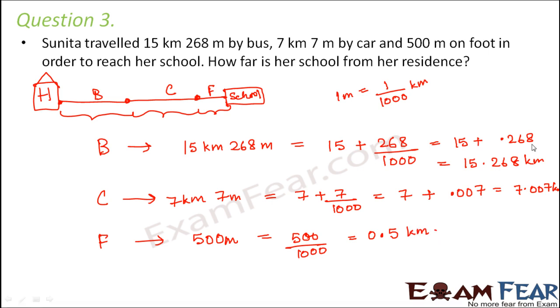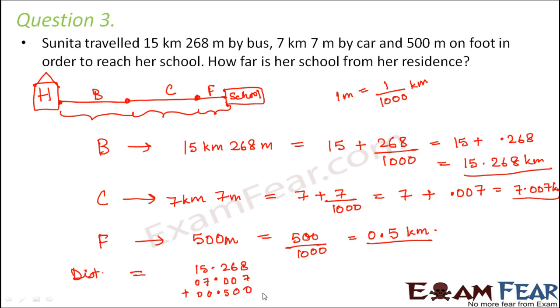So now we have all the distances covered in kilometers. So let us add all of them to find out the total distance between school and residence. So this would be 15.268, 7.007. So let's write the decimal point first. Before decimal you have 7, after decimal you have 007. Again 0.5, so before decimal you have 0, after decimal you have 5. Now all these blank spaces you can put 0.